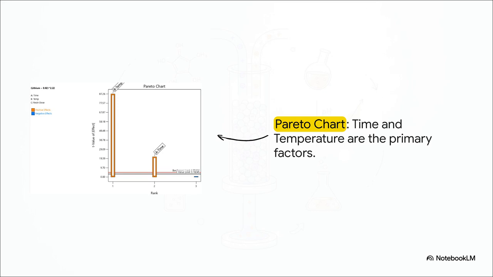Looking at the Pareto chart analyzing extraction performance, you'll see two massive bars towering over that red significance line, time and temperature. In the incredibly complex, messy chemistry of lithium brines, this mathematical model proves that time and temperature give us our vital signal, while almost all the other variables are just statistical noise.